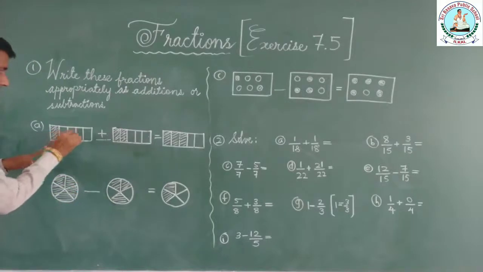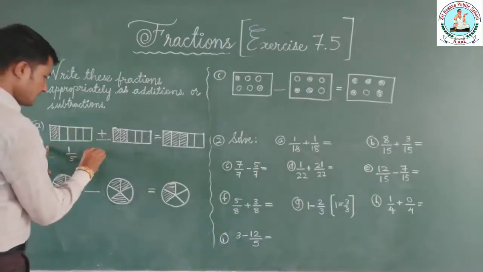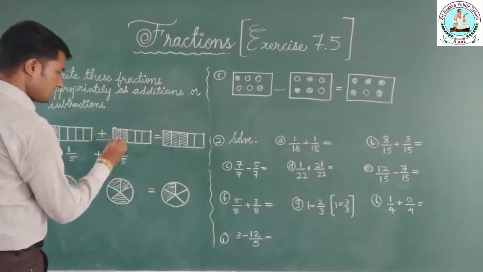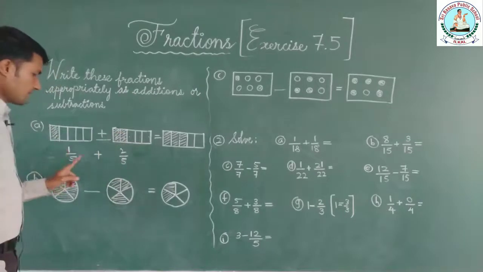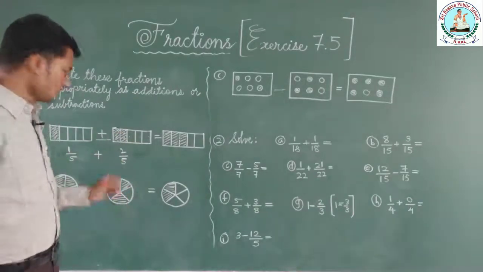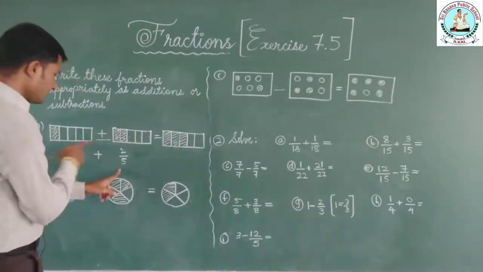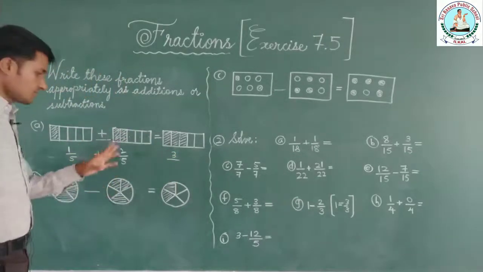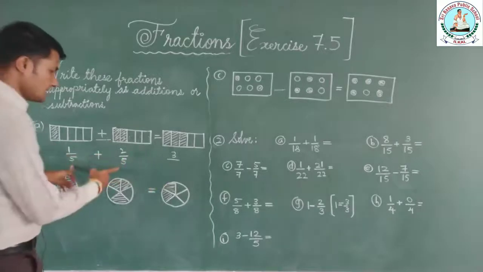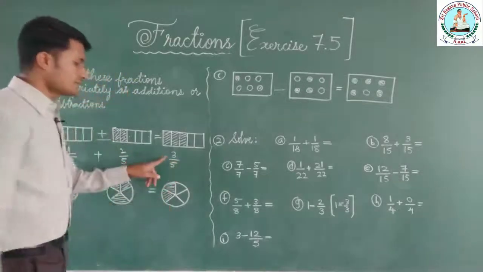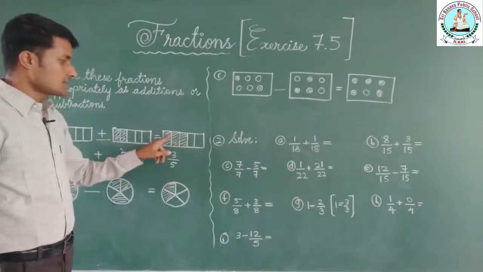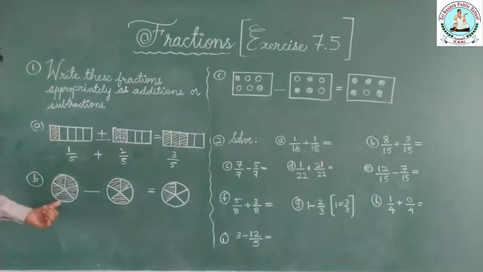So out of 5 equal parts, 1 part is shaded, and it is addition as I said. And out of 5 equal parts, 2 parts are shaded. So 1 by 5 plus 2 by 5, both are like fractions. When you add like fractions, we usually add the numerators. So write the numerator, that is the addition of 1 and 2. The addition of 1 and 2 will be 3, and write the common denominator as 5, and this result is 3 by 5. See here, 5 equal parts and 3 parts are shaded. So this is the first question. Let's go for the second.